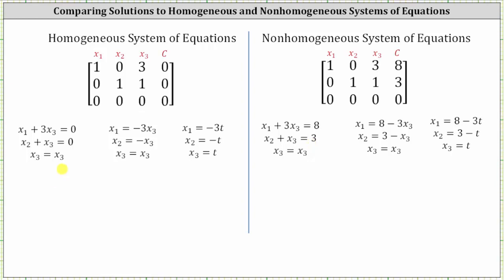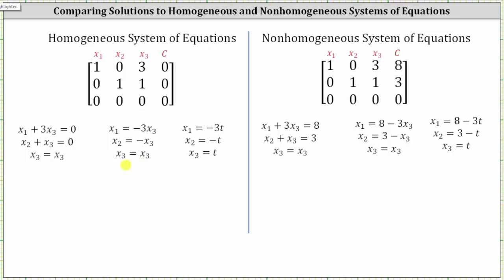The next step for both systems is to write the basic variables in terms of the free variable, which means we need to write x sub 1, x sub 2, and x sub 3 all in terms of x sub 3. So for the first equation for the homogeneous system, solving for x sub 1, we have x sub 1 equals negative 3x sub 3. Notice for the non-homogeneous system, we have x sub 1 equals 8 minus 3x sub 3. For the homogeneous system, solving the second equation for x sub 2, we have x sub 2 equals negative x sub 3. For the non-homogeneous system, we have x sub 2 equals 3 minus x sub 3. And in both cases, x sub 3 is still equal to x sub 3.